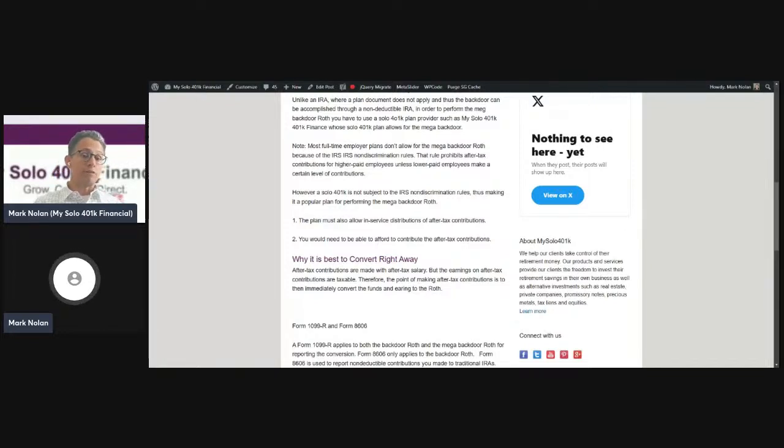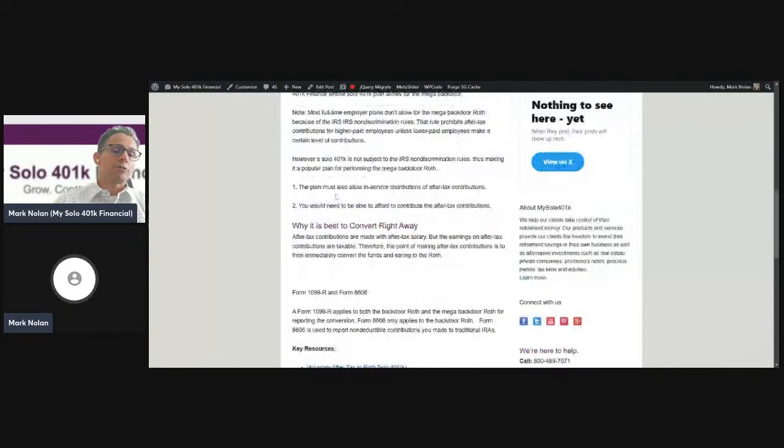So that's an example of being able to contribute not only to your full-time employer 401k up to the maximum of $70,000 for 2025, but also doing the mega backdoor Roth using a solo 401k, being able to also do another $70,000 of voluntary after-tax contributions as part of the mega backdoor Roth, and then converting it over to the Roth solo 401k.